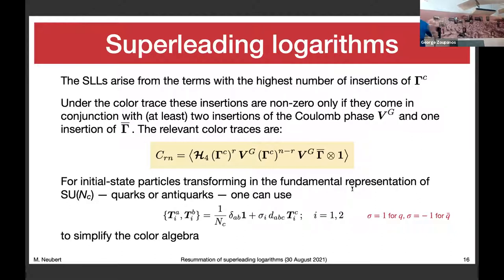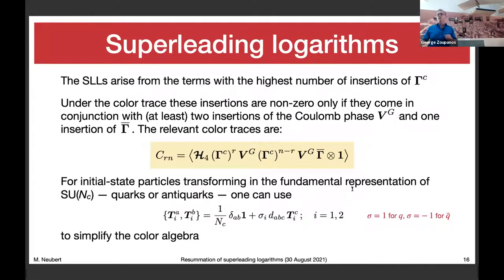So if you do this exactly, there is an infinite number of color indices one needs to keep track of. Now, for quark-initiated scattering, where the initial state particles live in the fundamental representation, you know that anti-commutators of color generators can be decomposed into the identity and the generators themselves. This is simply because these are nine objects and they are a basis of 3x3 matrices. If you go to the adjoint representation, this is no longer possible.